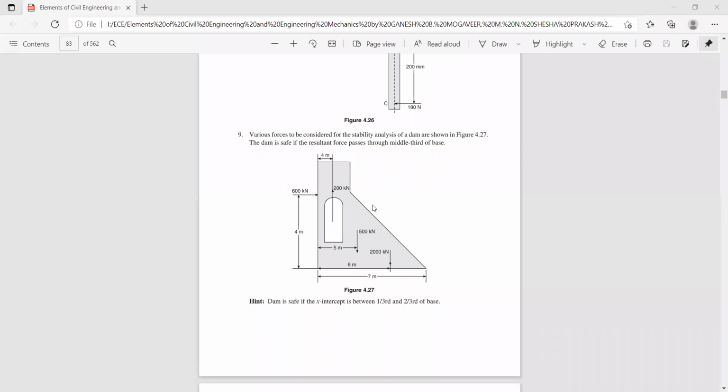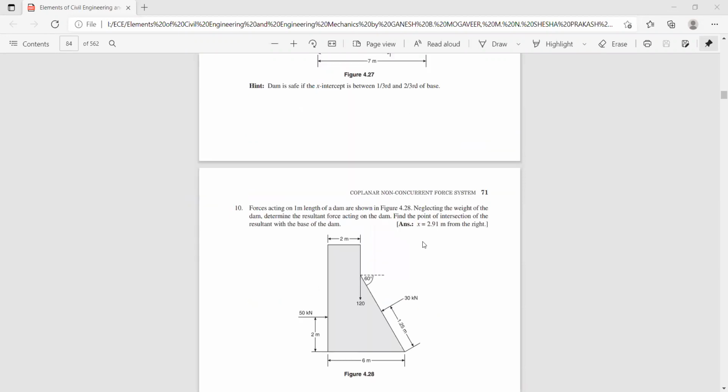We are much more interested in finding the magnitude, direction, and position of the resultant. Okay, I'll be ending the class for today. So we shall meet tomorrow at 10:45. Again, we shall discuss some more problems, one more problem of similar kind.